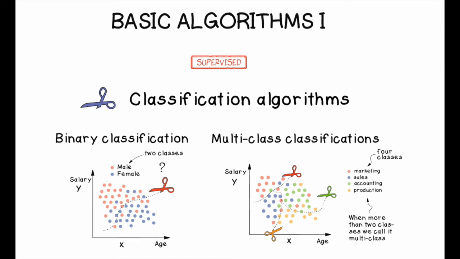For example, when we want to classify a group of people by their hair color, our target variable has 4 options: black, brown, red, and blonde. This is a multi-class classification problem.